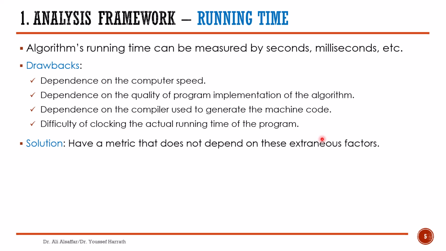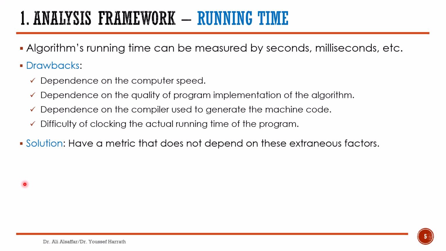The solution is to have a metric measure that does not depend on any of the above-mentioned extraneous factors. This metric measure is the number of steps the algorithm takes to execute its operations. In general, the running time of an algorithm increases with the size of the input. And also the running time is roughly proportional to how many times the algorithm's operations, like comparison, are executed. So to find this metric measure, we analyze the algorithm by determining the number of times each operation is executed as a function of the size of the input.